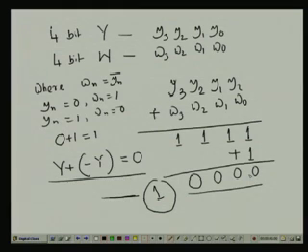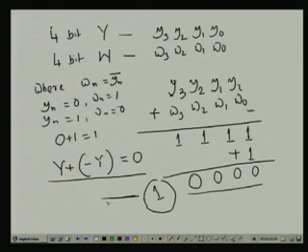Now, see, y plus of minus y equal to 0. That means I have replaced this w as y complement. So, if I forcefully make y plus minus y equal to 0, then this w is my subtraction.